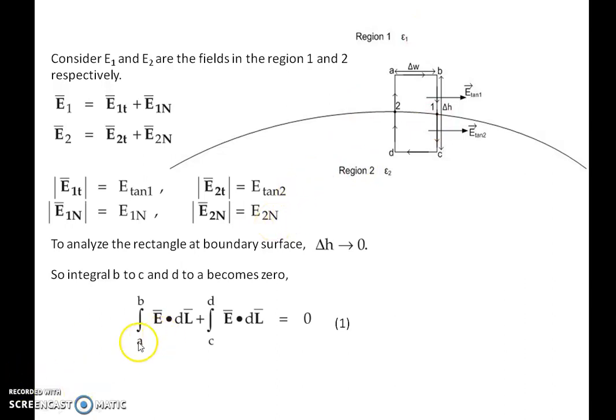Now we will find the integral from A to B and C to D. We know the length of A to B is delta W and the length of C to D is also delta W. The direction of the field along delta W in AB is in the direction of E tan 1. So we take the field, which is not parallel to E tan 1, in the direction of tan 1, which is equal to E tan 1. So E at this point A to B is E equal to E tan 1.